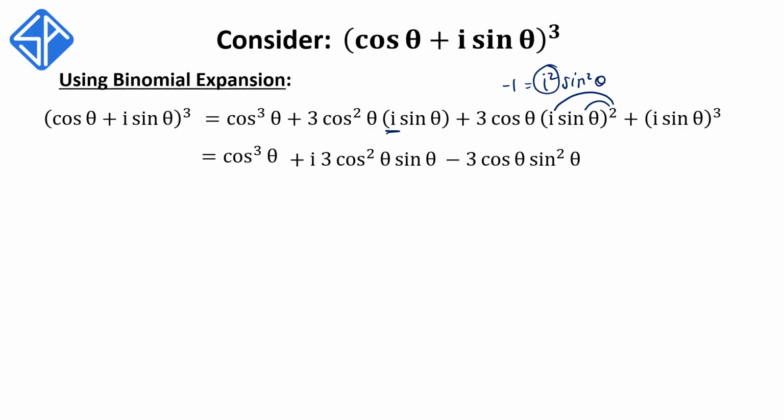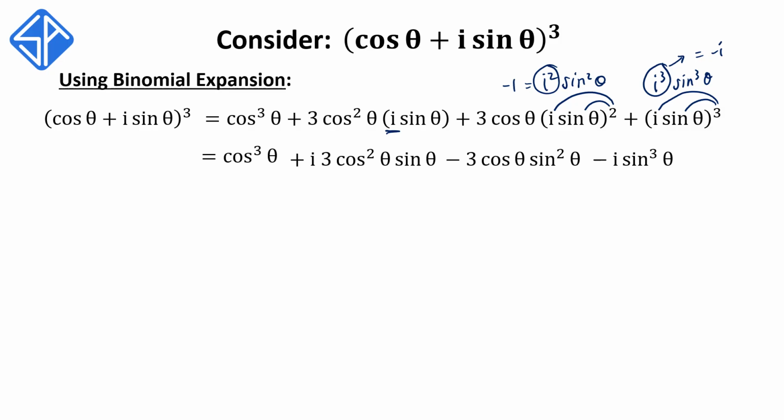And for the last term, the cube expands out to the i and the sine theta term. So we get i cubed times sine cubed theta. And remember, i cubed is equivalent to -i. So we're going to get minus i sine cubed theta.